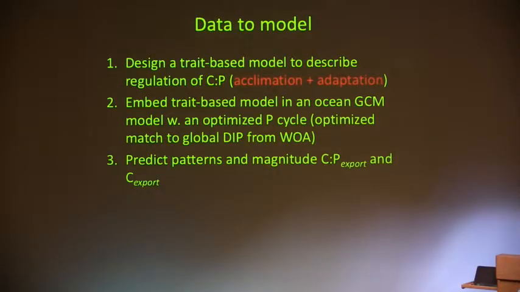All right, so the next thing we wanted to do was to build this information, both from the field data and from the lab data, into a trait-based model. And this is work led by George Hagstrom at Princeton. We wanted to design a trait-based model based on the optimality principle, as Richard Guyder talked about before. Essentially, it aggregates both acclimation and adaptation into one process. And then I'll show you how we embedded this trait-based model into an ocean GCM, with an optimized P cycle, to understand carbon export.